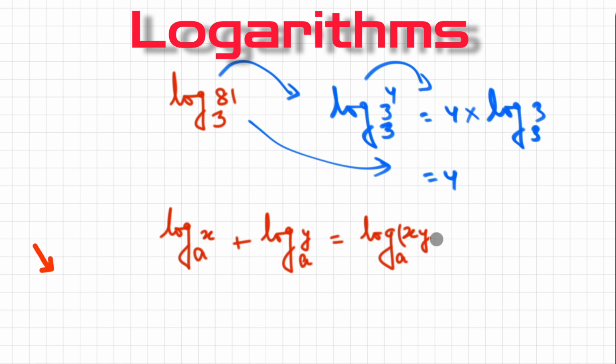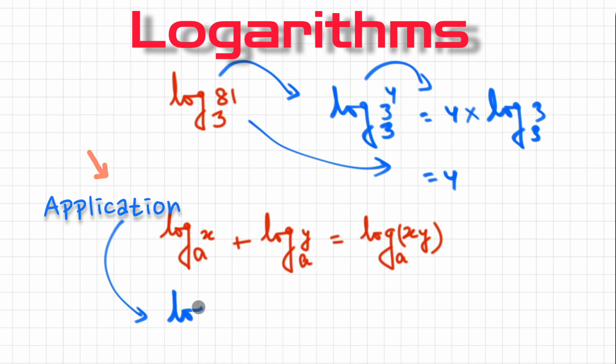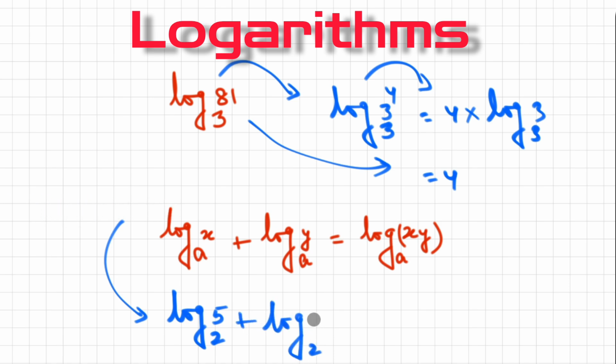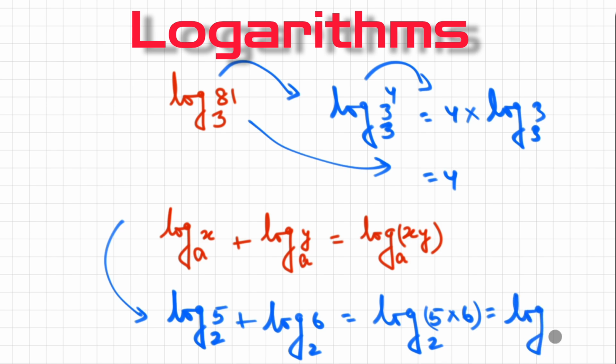Now come to the application of this product law. How can we apply this? If we have the base equal, so base is 2 and power is 5, plus log base 2 again and power we have 6. So we can apply it there, log base 2 is common and now we have 5 into 6, and this can be written as log base 2 of 30. Isn't it? Okay. Now come to the next law.